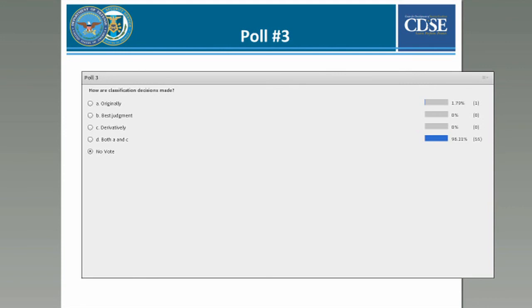Looks like most everybody has the correct answer. The answer is D, both A and C, which is originally and derivatively. Thank you for responding. We will continue.